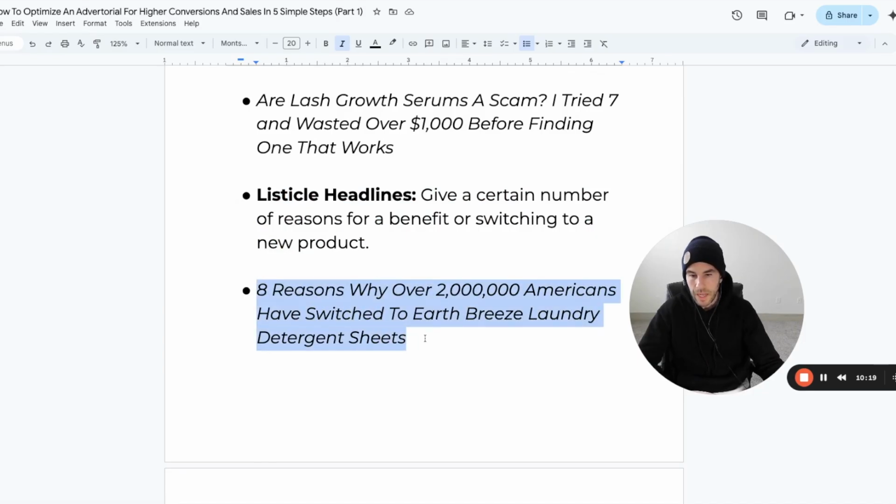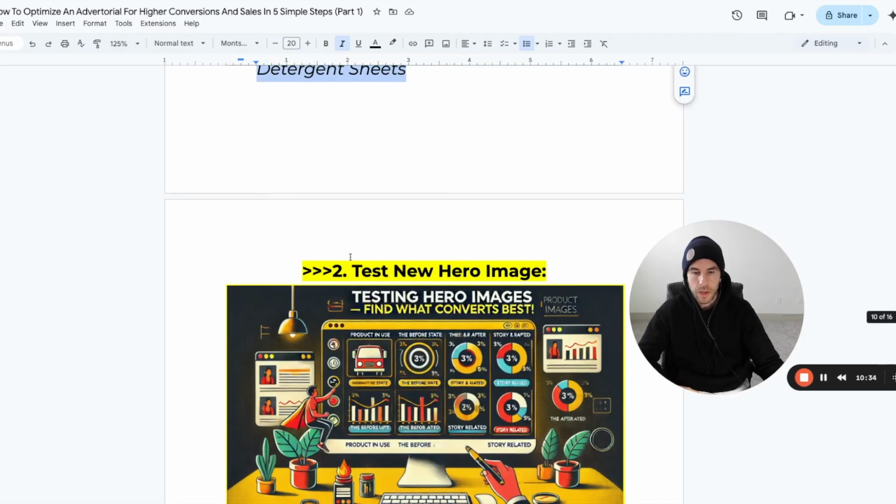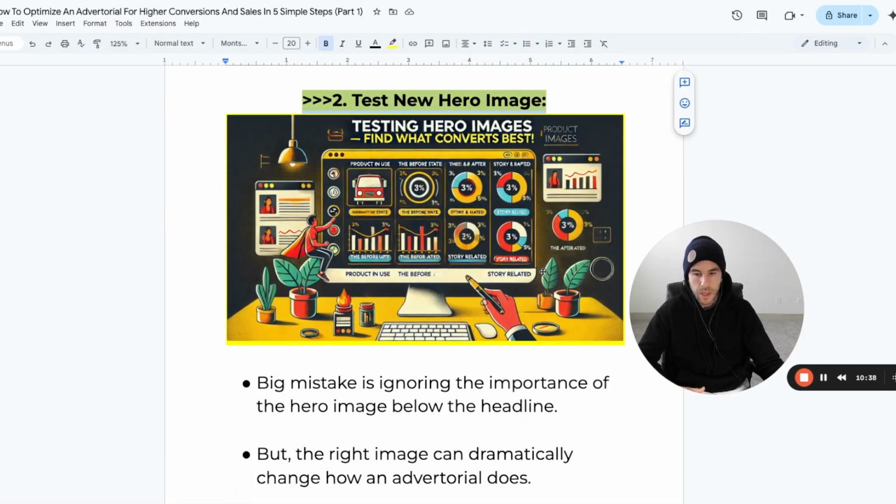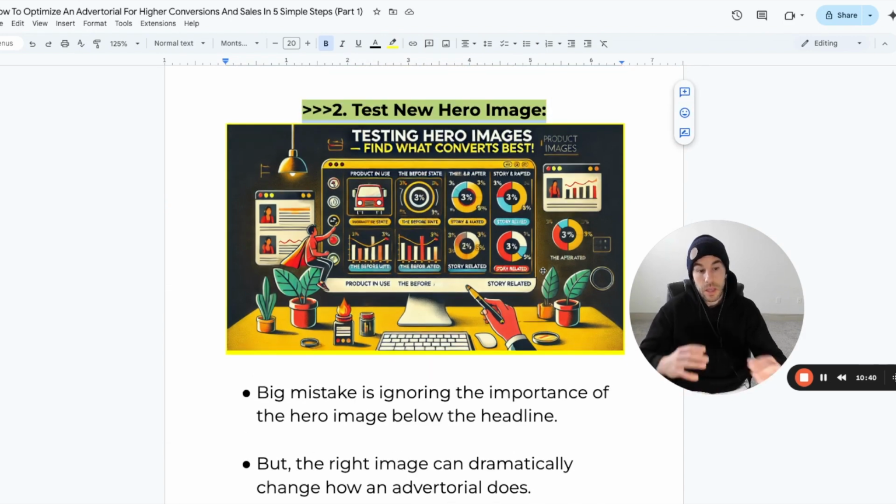So that is by no means an exhaustive list of every kind of headline that you could come up with, but these are pretty tried and true ones. These are a lot of examples of ones that I've seen scale and perform very well on cold traffic for companies that are running advertorials. Now, number 2, we're going to be testing new hero images. And a hero image is the image that comes directly below the headline and before the lead, and you kind of get into some of the body copy and things like that.